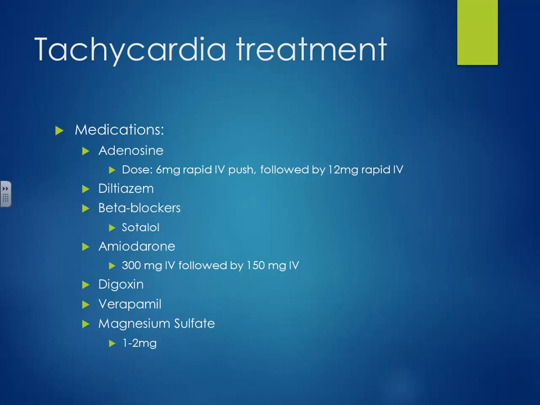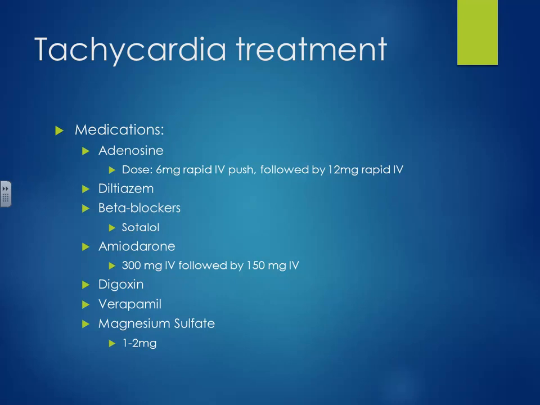So you've got adenosine. You've got diltiazem, also known as Cardizem. What type of medication is it? It's a calcium channel blocker. It is used in AFib. The beta blocker, the drug of choice for the American Heart Association tachycardia algorithm, is sotalol. LOL. That's the beta blocker that's on there.